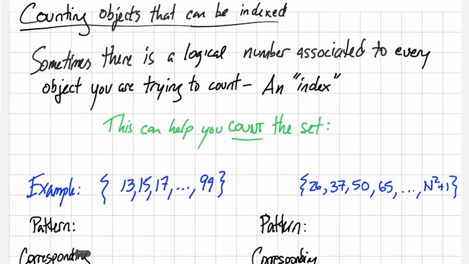When you're comfortable with this rule, that allows you to count sets of objects that can be indexed. Sometimes there's some logical number associated to every object that you're trying to count. That's called an index. When the indices correspond to a set of consecutive numbers, this can help you count the set. Consider this set, 13, 15, 17, up to 99.